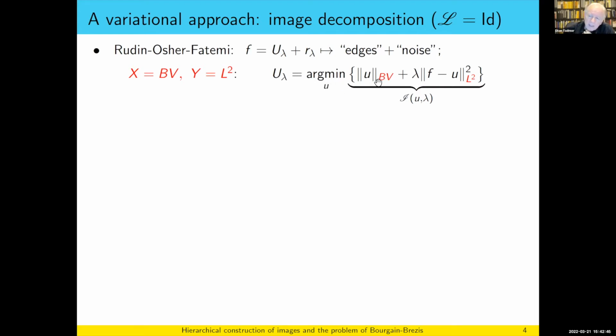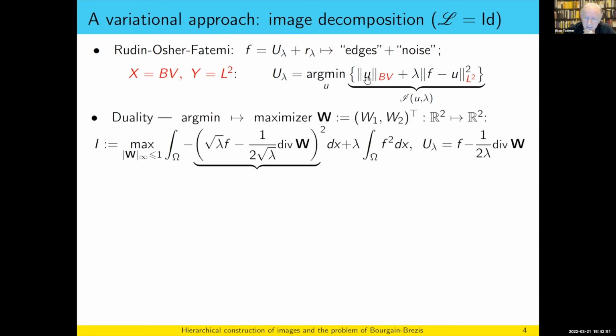Since we have a minimization statement, every minimization statement has a dual version, and the dual version in this case is, instead of trying to find a function of two variables U, we try to find the maximizer, which is a two-vector, capital W, mapping R2 to R2. And the maximizer should maximize the following variational statement. It should maximize, over all the two-vectors uniformly bounded by one, the integrand written here, plus another term depending on lambda. In fact, if we find the maximizer, then its divergence will lead us, this is exactly the relation, to the ROF minimizer. So we have to find the maximizer.